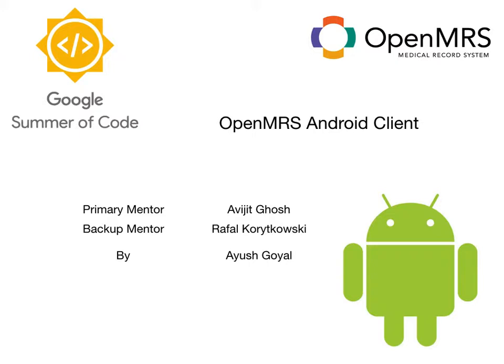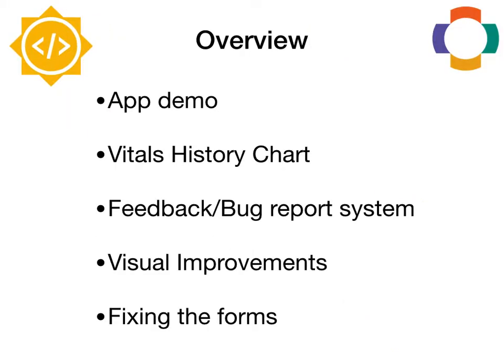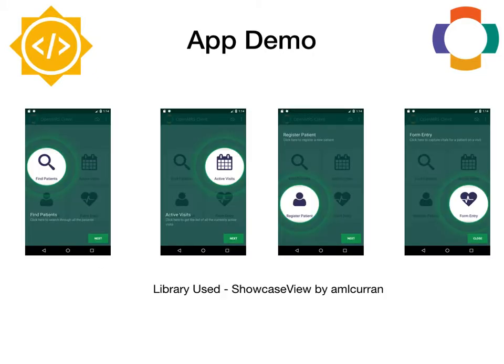Firstly, I will give a basic overview of my today's presentation. So, we will start with the app demo, then we will move on to Vitals history chart, and then I will tell you about the feedback bug report system. After that, the minor visual improvements which we did in the app, and at the end, about the forms which we fixed on the server. So, let's start with the app demo.